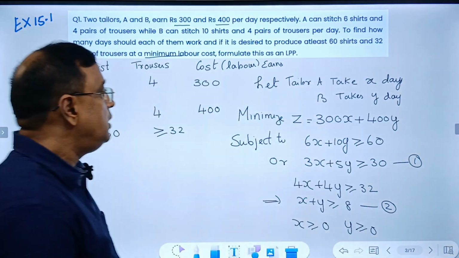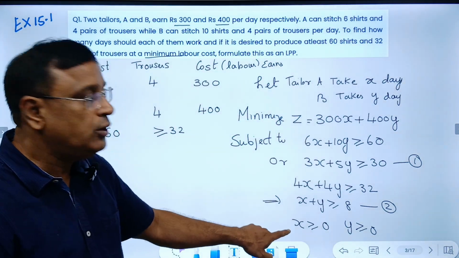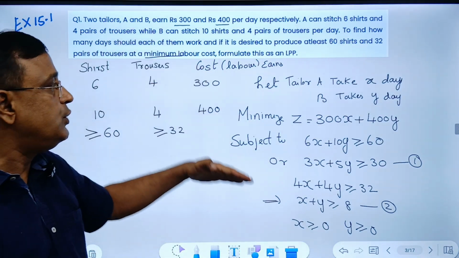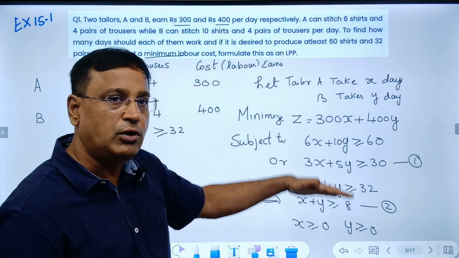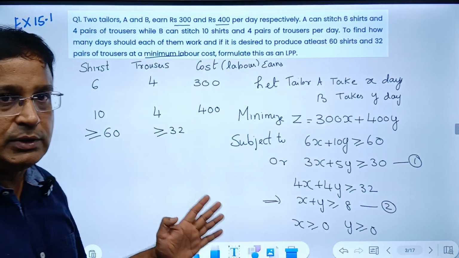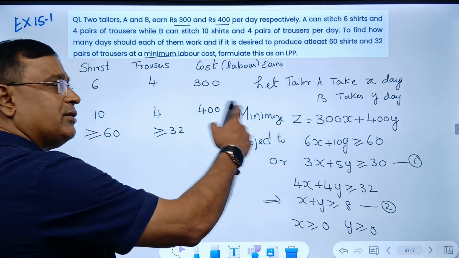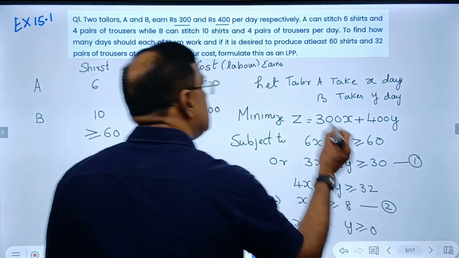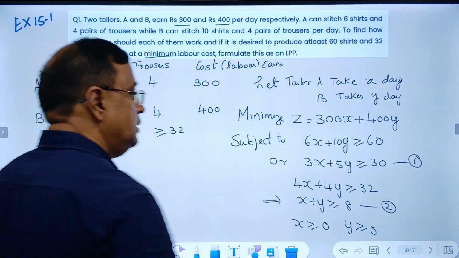Now you can see you have an objective function, two constraints, and a non-negative constraint. So I have formulated this problem into an LPP. The question is only to formulate, so I only formulated it. I don't have to solve it as per the question. If you want, you can try solving it graphically, there's no harm. But in the exam, if they say formulate, you do only formulate. Don't solve it.